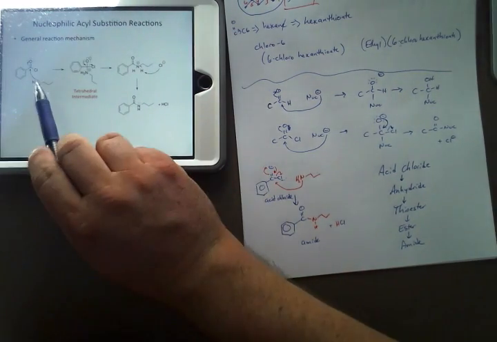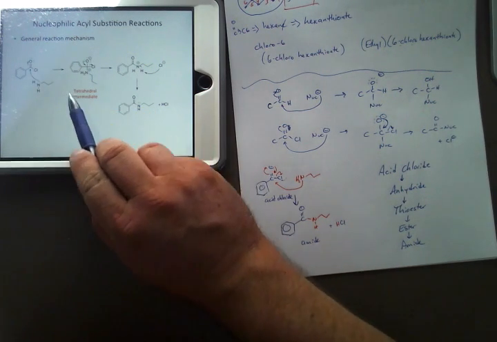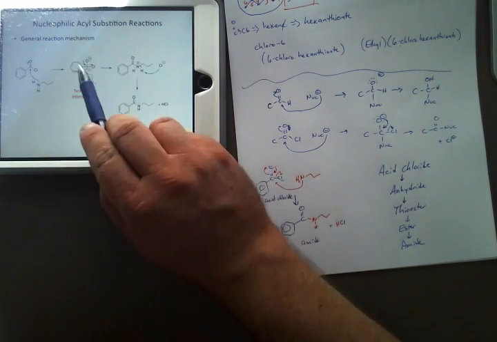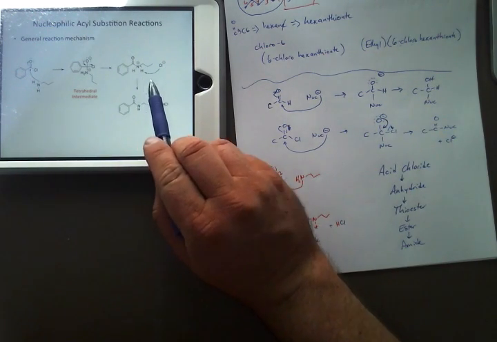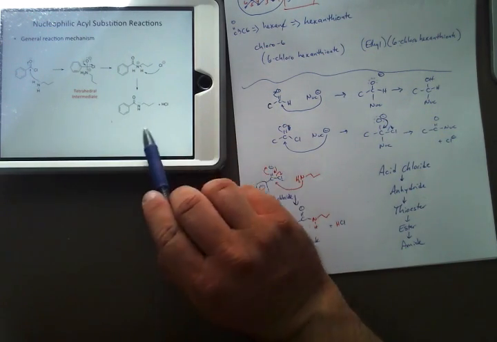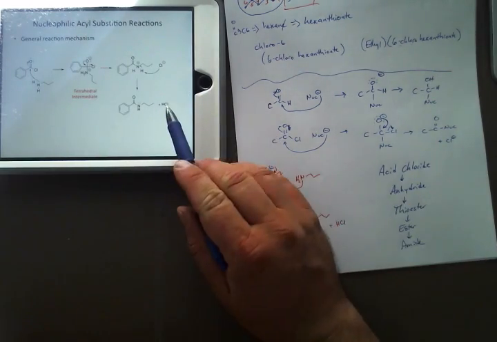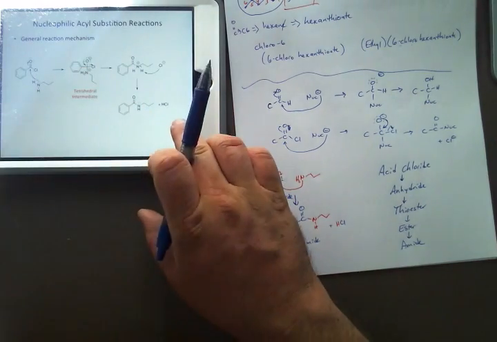You're going to need to know this mechanism. So we come in, attack, and kick it up to form the tetrahedral intermediate. That collapses back down to reform the C double bond O. It kicks off your leaving group, but the leaving group comes back and rips off one of the hydrogens to form your amide, or whatever it is that you're looking for, and HCl in this case. You need to know this mechanism for the test.